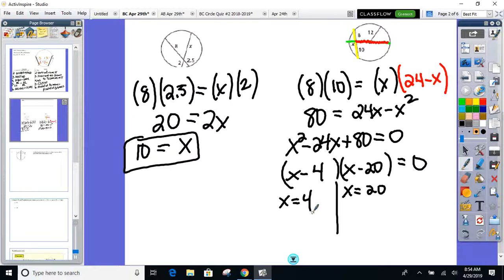I know it doesn't give me a negative length, but there's another reason why I need to reject one of them. And not because it looks like it. Something doesn't make sense geometrically here. What's the radius length? 12. So how can this little piece, which is shorter than the radius, be 20? Everyone agree? So 20's gone. Got to be 4.